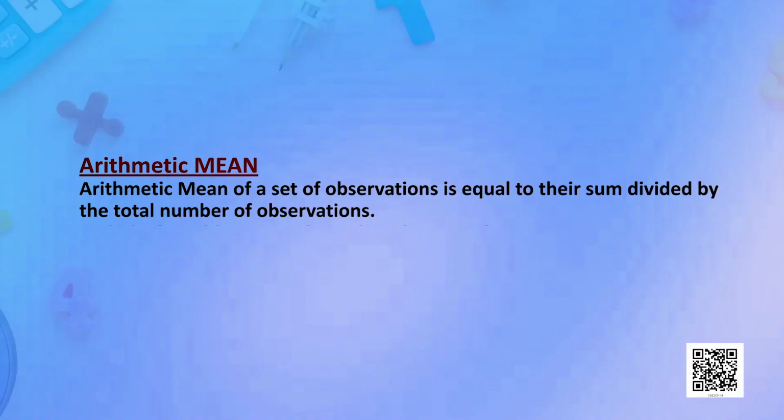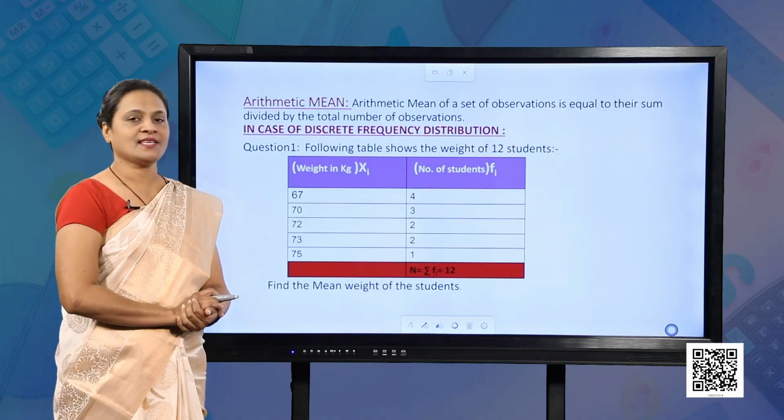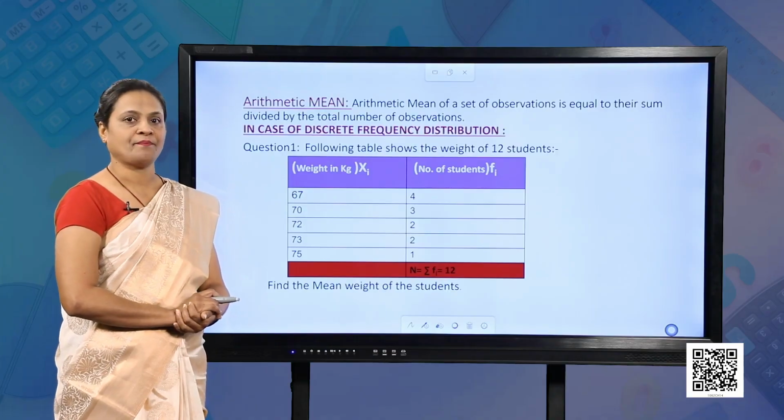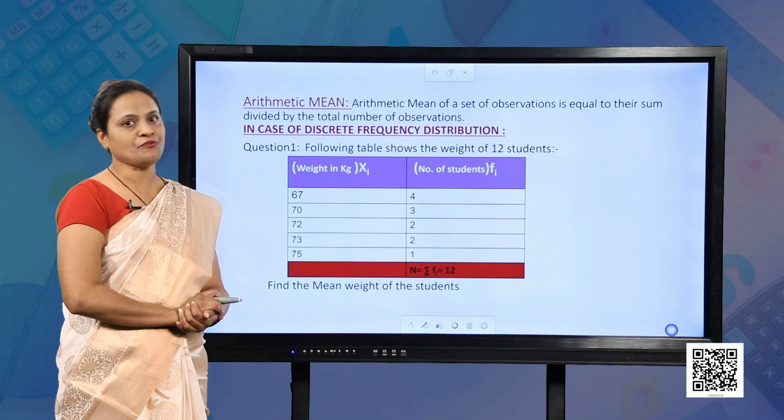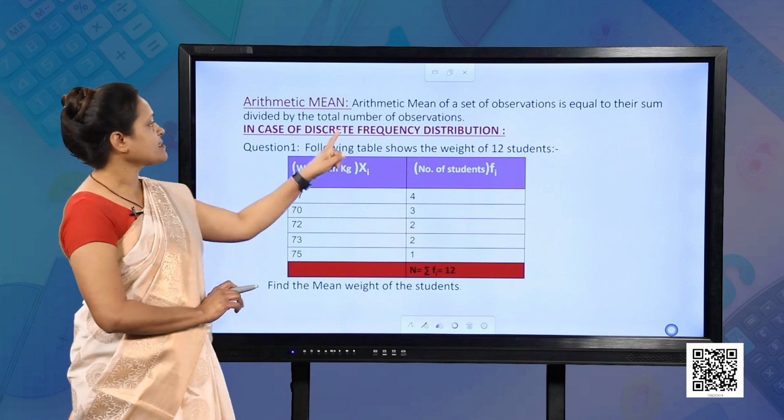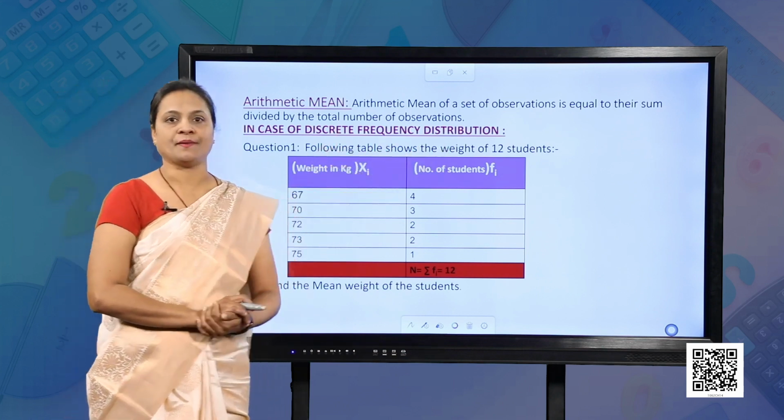Arithmetic mean in this case, you saw, turned out to be the sum of all the observations divided by the number of observations. So, this is actually our definition. Now, let us learn how to find out the mean for a discrete frequency distribution.